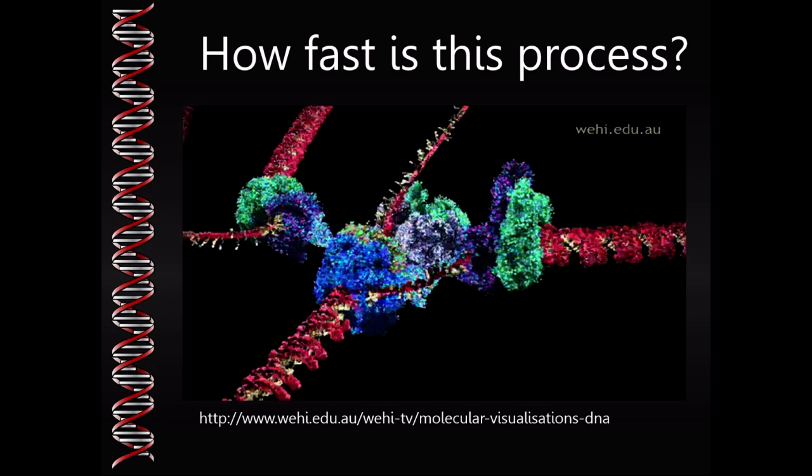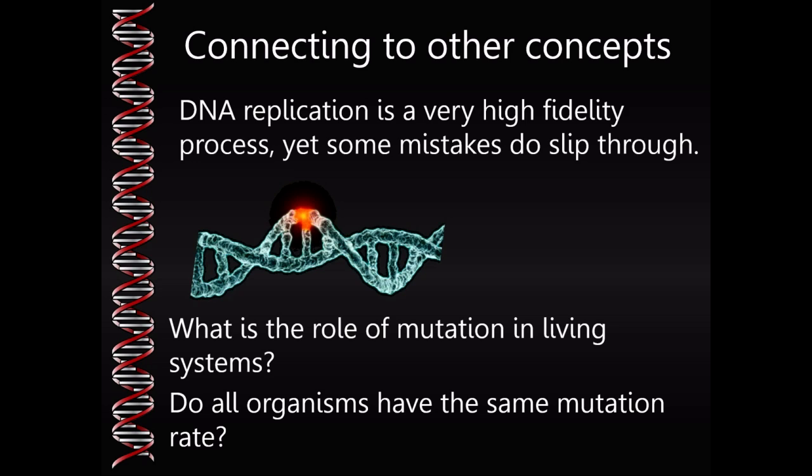But occasionally mistakes are made. Mutations occur. And so although DNA replication is very high fidelity, it's very rare to make mistakes. Some mistakes do slip through. And so mutation is typically thought of as a negative thing, right?